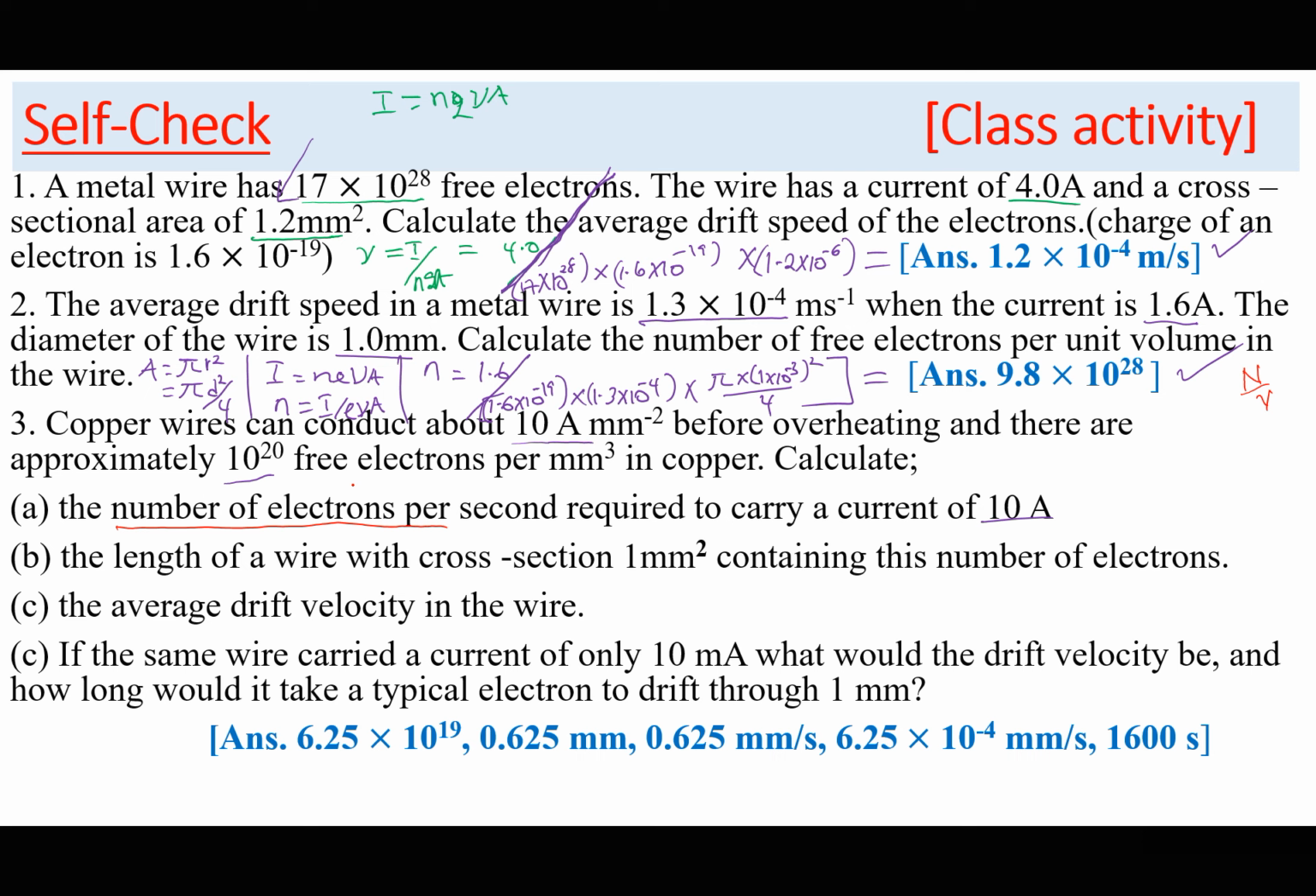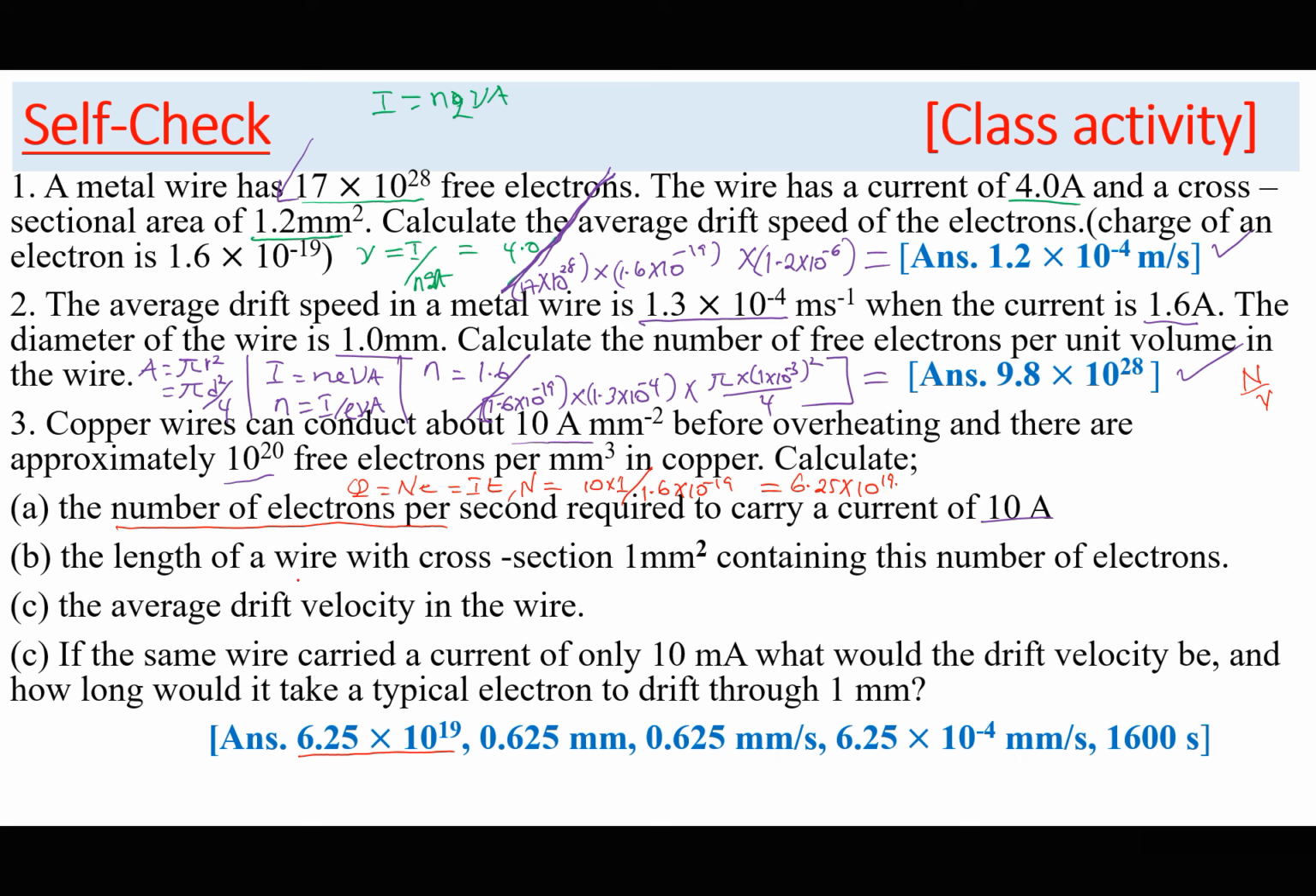Remember, charge equals the number of electrons times the charge of each electron, and this is equal to I times t. But remember t is 1 second and the current is 10. So the number of electrons we are talking about here is going to be the current, which is 10, times the time, which is 1 second, divided by the charge of each electron, which is 1.6 times 10 to the power of minus 19. I think this answer is correct. You can also verify with your calculator. It is 6.25 times 10 to the power of 19.